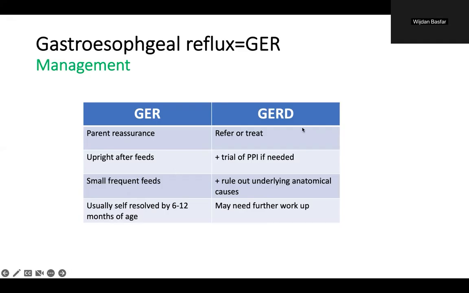When it becomes a disease, when there is a growth issue, symptoms of esophagitis, or some respiratory complication, you have to treat. We tend to treat with a PPI. Sometimes we do further workup to rule out underlying anatomical causes. And if you don't have enough experience or it becomes complicated, you can always refer to a pediatric gastroenterologist.